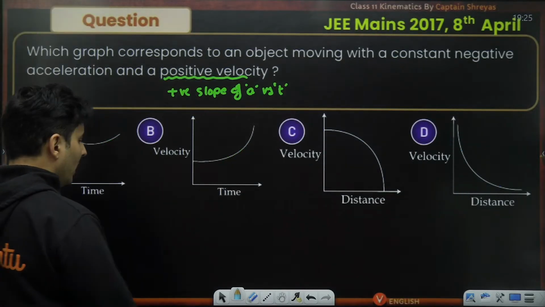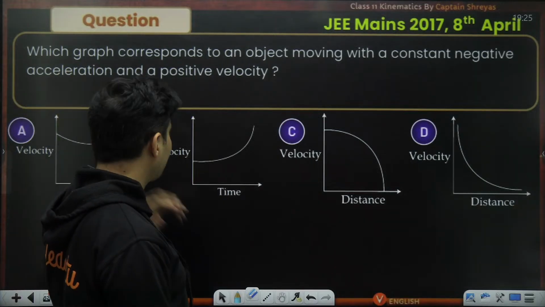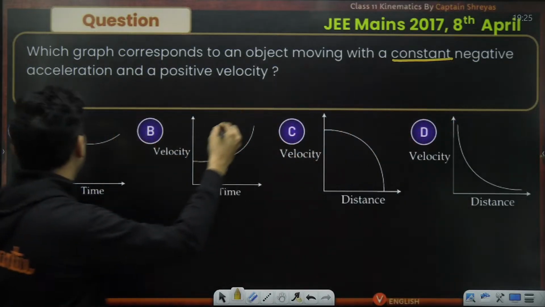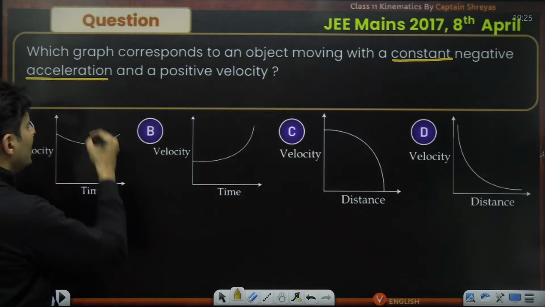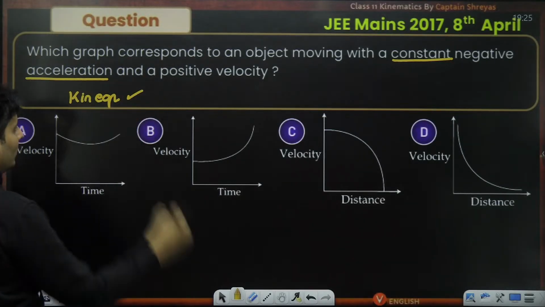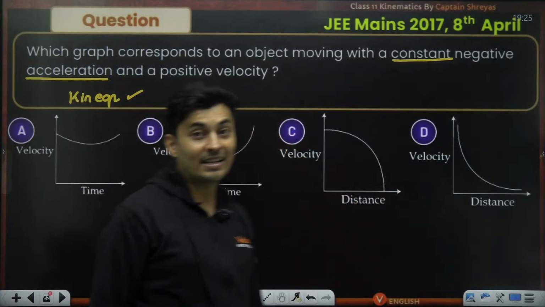Okay, how do I make sure? There is one thing given to me, constant acceleration. That word itself gave everything out. Constant acceleration means kinematic equations are allowed. I can use kinematic equations and I can see velocity and x over here.